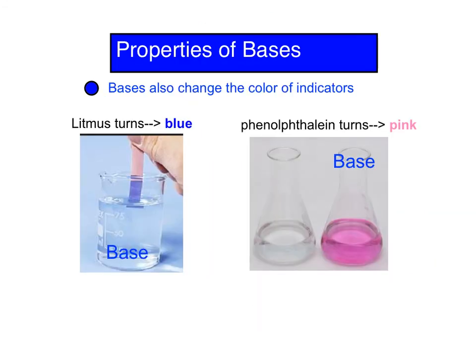In terms of indicators for a base, with our litmus paper, you're going to see litmus paper turn blue. And you're going to start seeing a lot of alliteration. Bases start with B, and you're going to notice bases have a bitter taste from our last slide. Bases turn litmus paper blue. In phenolphthalein, a basic solution, you drop a couple phenolphthalein drops in, it's going to turn pink.